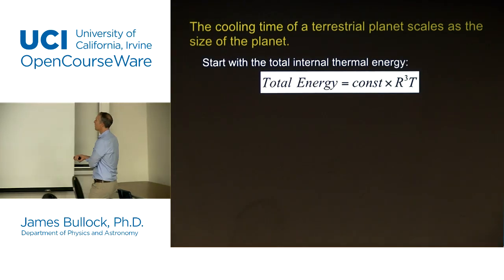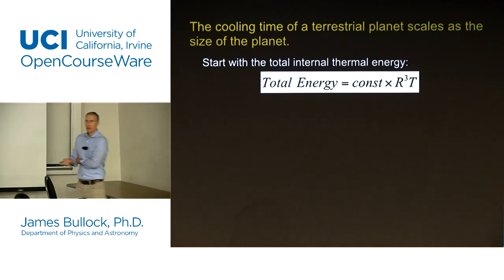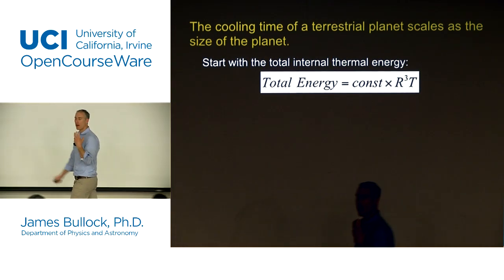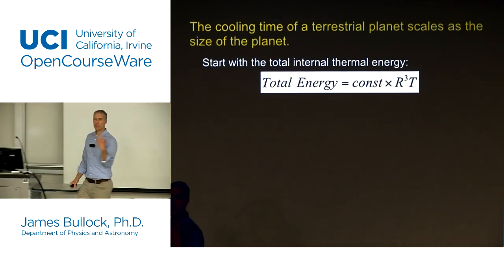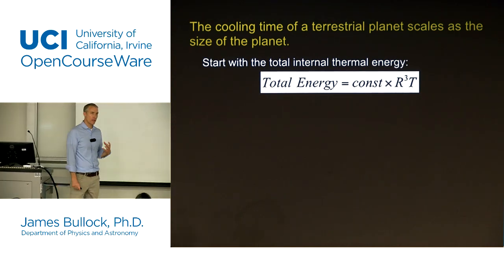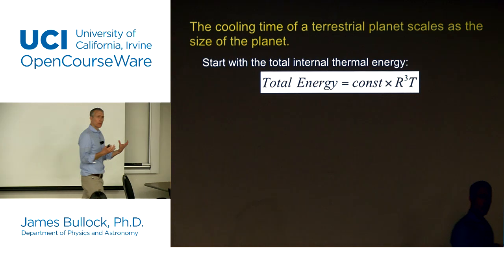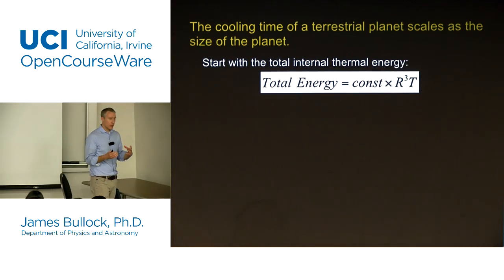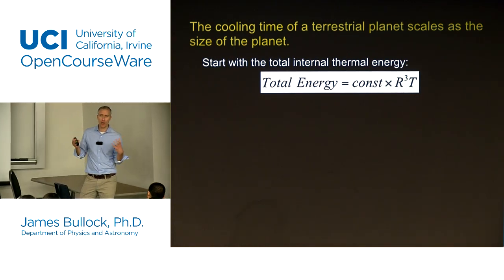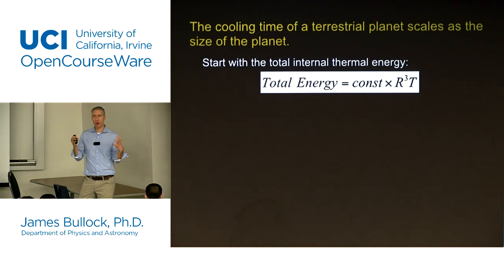I'm going to skip this part. So, we've stayed hot. The inner part of the Earth has managed to stay hot. Why is that? Well, one of the basic reasons is that we're a pretty massive planet.